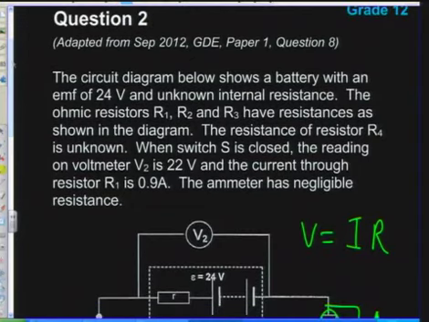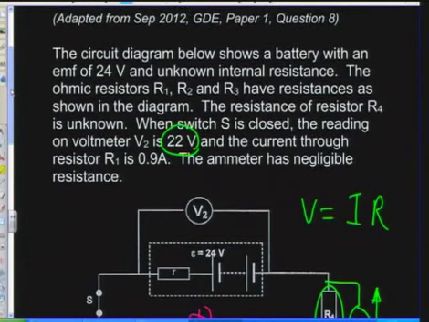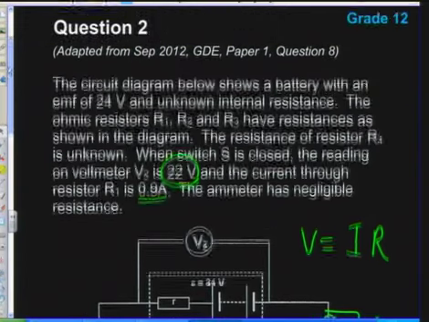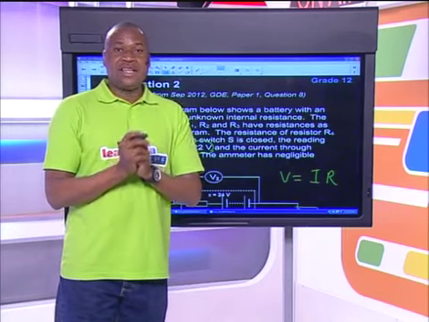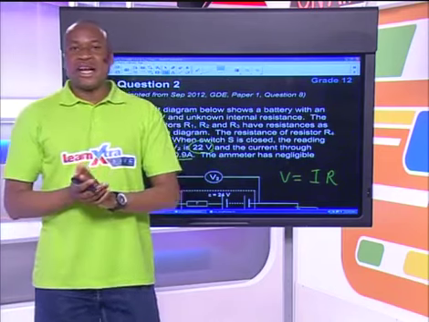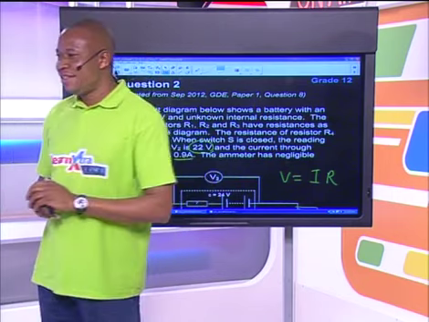V2 is 22 volts when the switch is closed, okay? And resistor R1 is 0.9 ohms. It's 0.9 amperes there. So, okay, we have run out of time for now. We're going to leave it here, and when we come back, we're going to start from here and close this question very nicely. But like I said, we now have the total current, so that will help us find what R4 is.